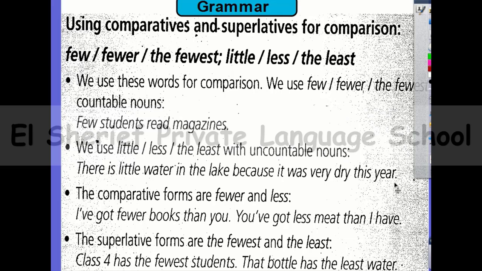The comparative forms are fewer and less. For example, I have got fewer books. Fewer books. So, fewer comes before countable nouns. Okay. Number 2, you have got less meat than I have. Less comes before uncountable nouns. The superlative forms are the fewest and the least. For example, class 4 has the fewest students. That bottle has the least water.